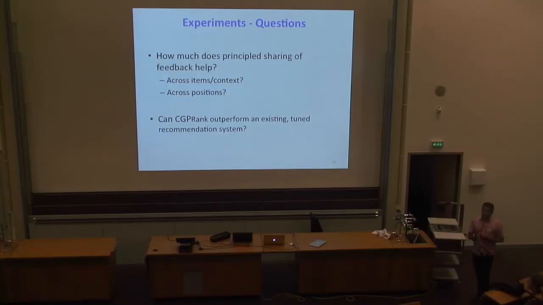And the questions that we asked was, this principled sharing that we talk about, how does it help across items and context, where context is the user, items is the recommendation task that you have, and across positions. And the other important question is, can our algorithm perform well against an existing algorithm? Something which was tuned well in the industry, has been running and making money for some company. Can we beat that algorithm real time?